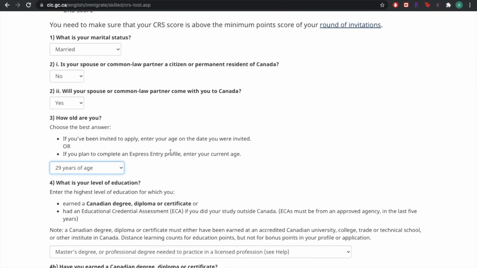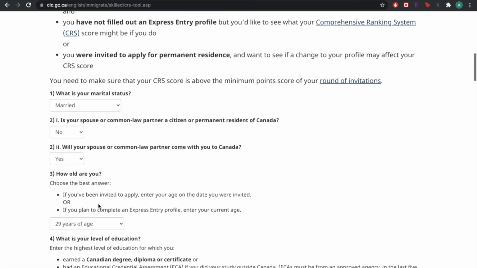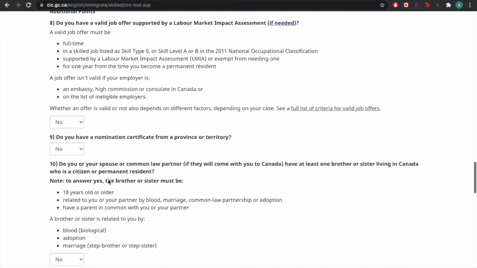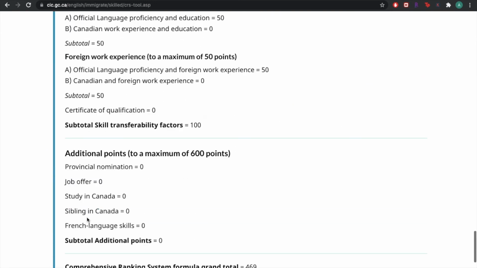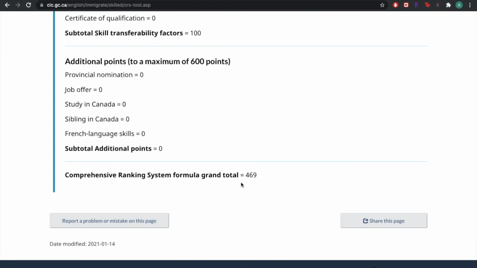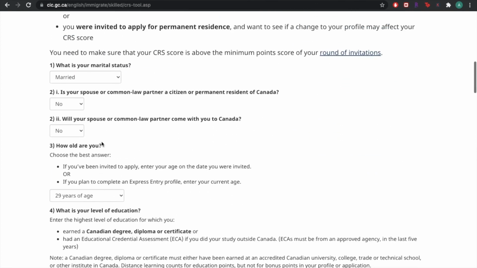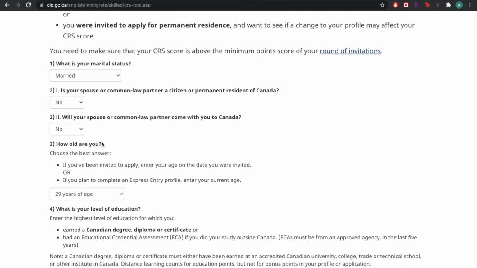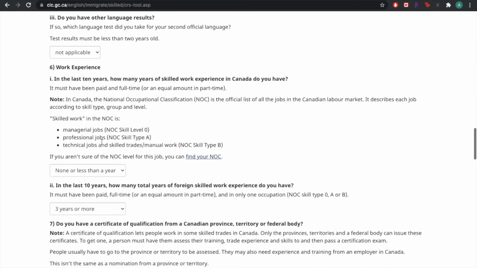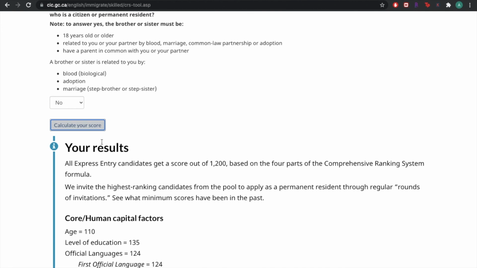Let's take a look at the spouse not accompanying. I've never actually tried that before. Let's see. Will your spouse or common law come with you to Canada? If we choose no, let's see if the points change from 470. It drops to 469 if your spouse is not accompanying you. So if you choose that your spouse is not coming with you, even though you're married, the option where you choose your spouse's education level and their English exam literally goes away.